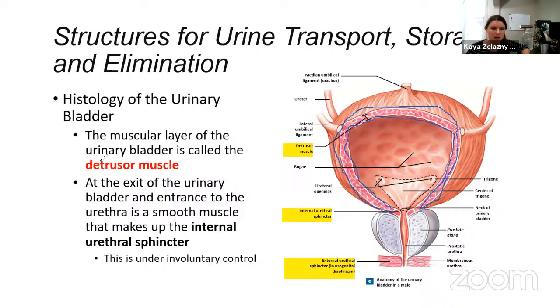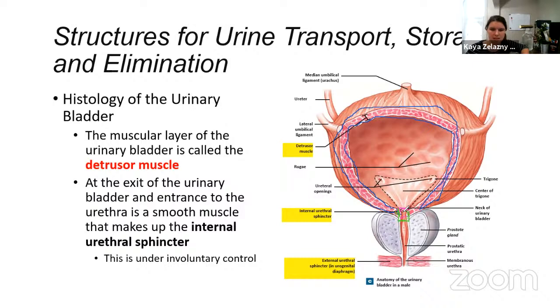At the exit of the bladder, at the entrance to the urethra, we have an internal urethral sphincter. So sphincter always refers to basically a round muscle that can cut off the flow of things through it. So our internal urethral sphincter is right here in the neck of the bladder. That's not a great color. How about some green? Okay, so internal urethral sphincter.